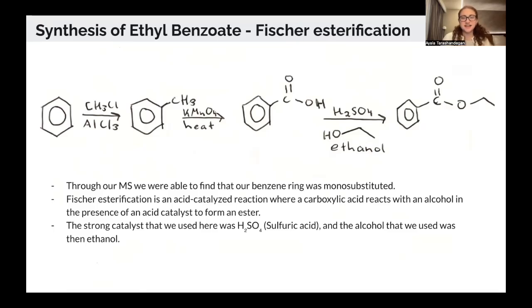Hi class, my name is Ayel Tarshanian, and I was in charge of doing the synthesis as well as the mechanisms for forming our ethyl benzoate molecule.